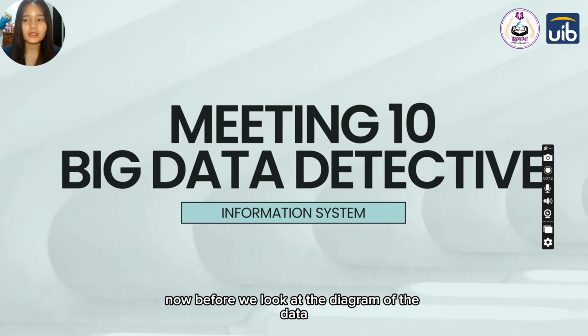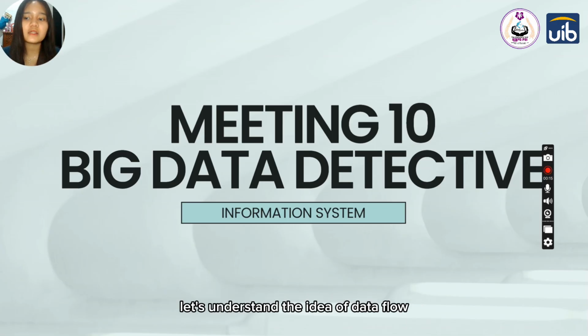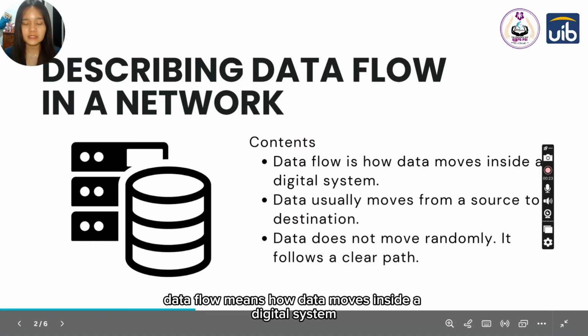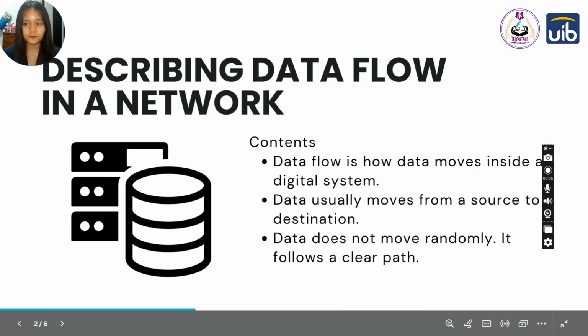Now, before we look at the diagram of the data, let's understand the idea of data flow. Data flow means how data moves inside a digital system. When we use an application or open a website, data does not stay in one place. Usually, data moves from a source to a destination. So basically it follows a clear path, not randomly. So when we talk about data flow, we are focusing on the movement and not only on the data itself.